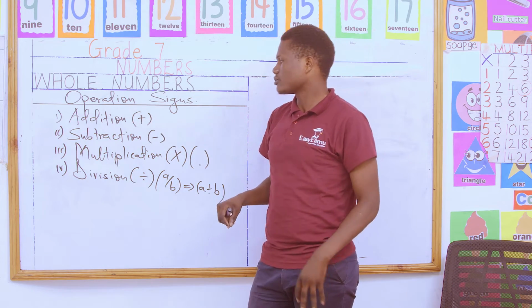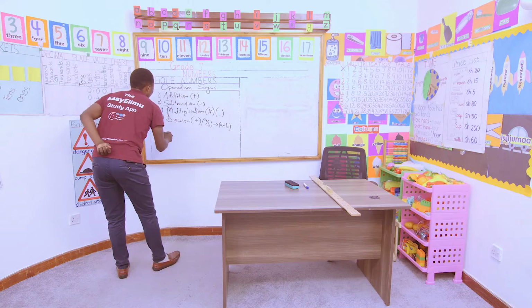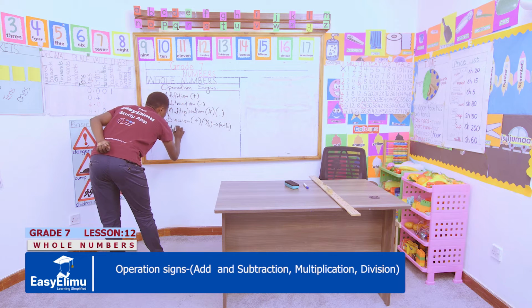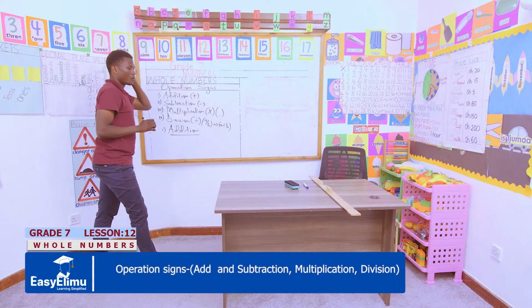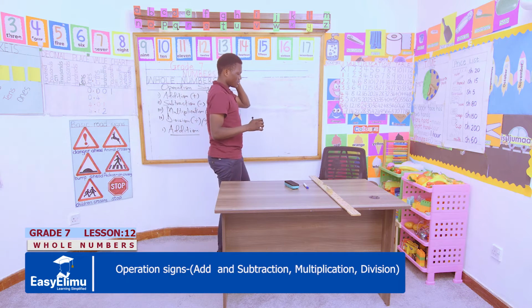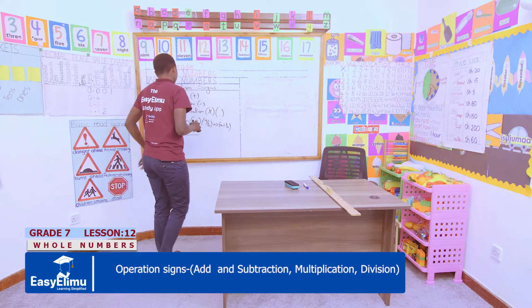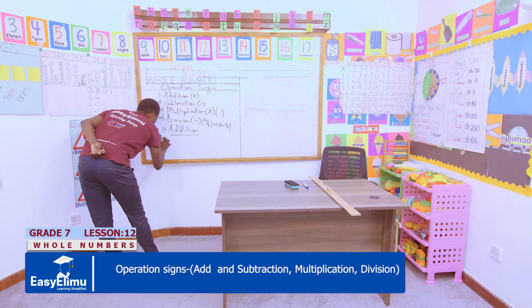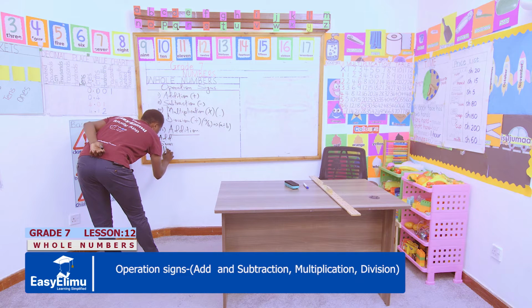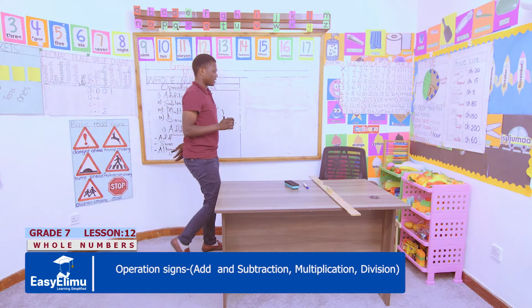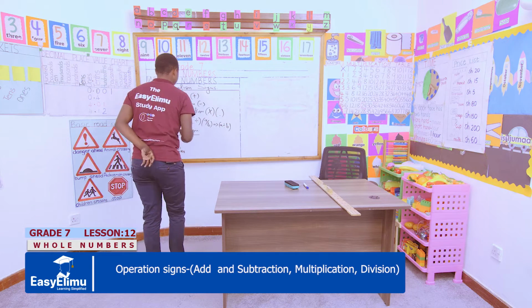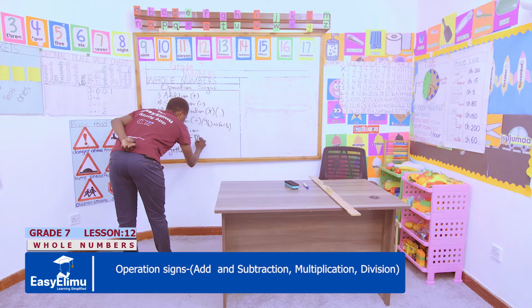Are we together? Good. So let us start with addition. How else can we communicate addition? Addition can be highlighted by the following words. We can simply say add. We can simply say find the sum. We can simply say all together. You can simply say plus.